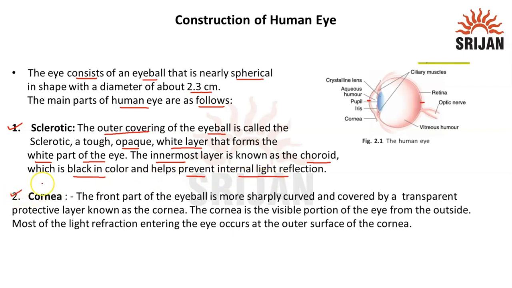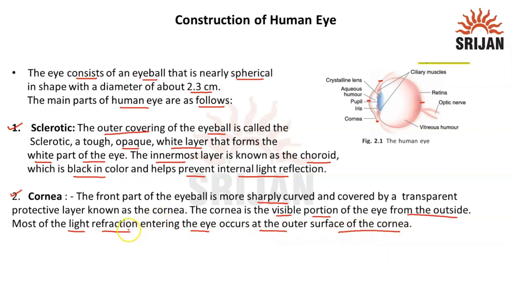Number 2 is the cornea. This curved portion, like from here to here, this curved portion is what corresponds to the cornea. The cornea is the visible portion of the eye from the outside, and most of the light refraction entering the eye occurs at the outer surface of the cornea only.